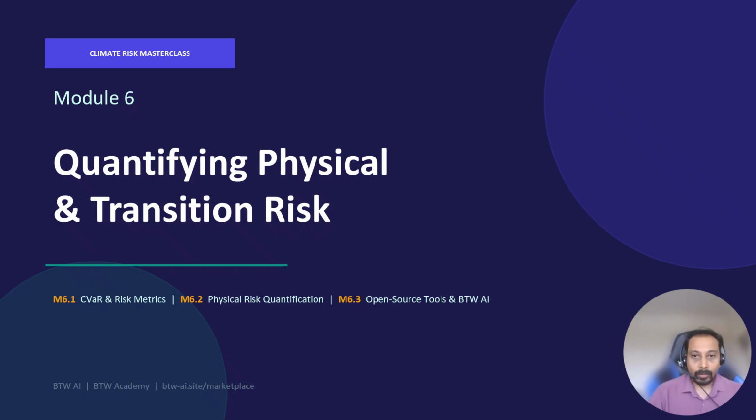In the first 5 modules, we built the conceptual foundations: what climate risk is, how it's governed, and what scenarios are used to model it. Module 6 is where all of that becomes a number on the page that a CFO, credit committee, board, or any climate risk analyst can act on. So we are covering 3 interconnected areas.